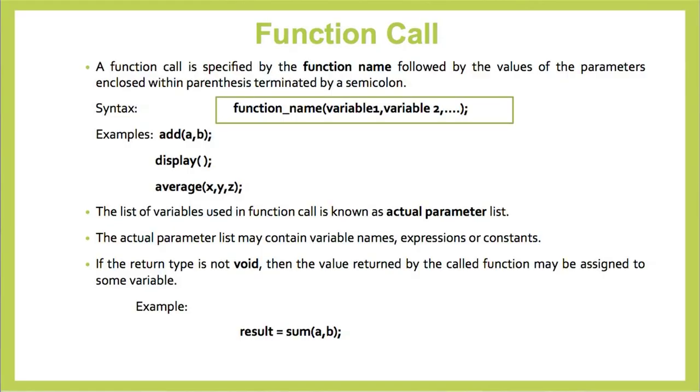Now I am coming to function call. A function call is specified by the function name followed by the values of the parameters enclosed within a parenthesis, and it is terminated by semicolon. The list of variables used in function call is known as actual parameter list. The actual parameter list may contain variable names, expressions or constant.